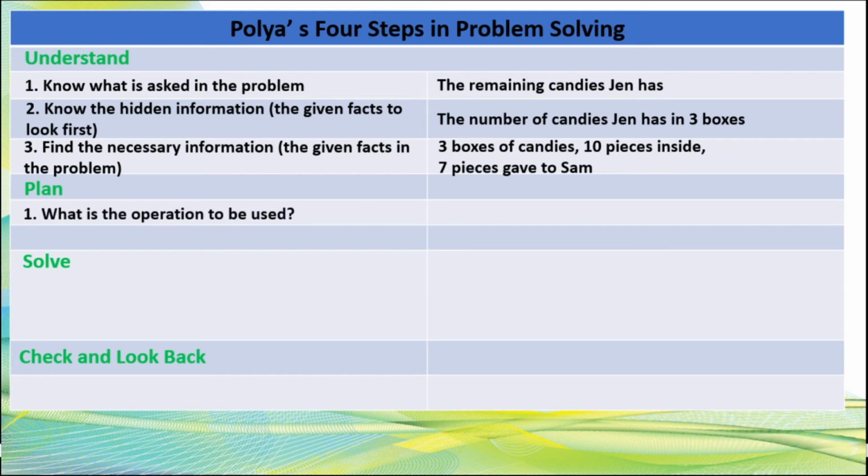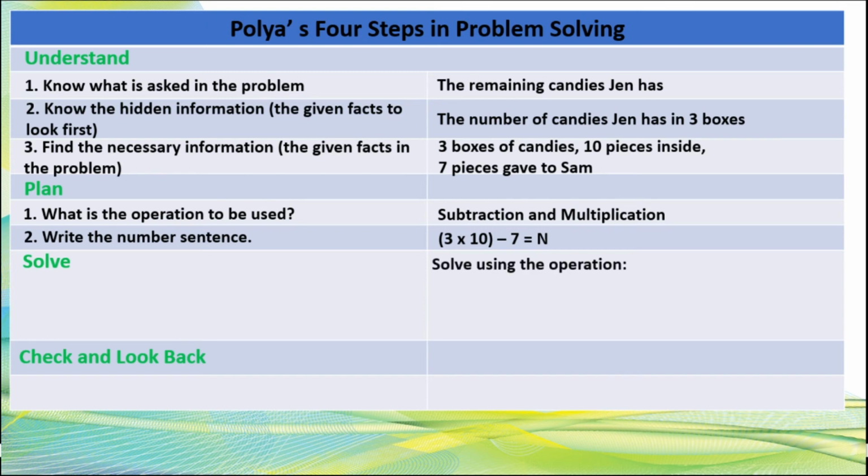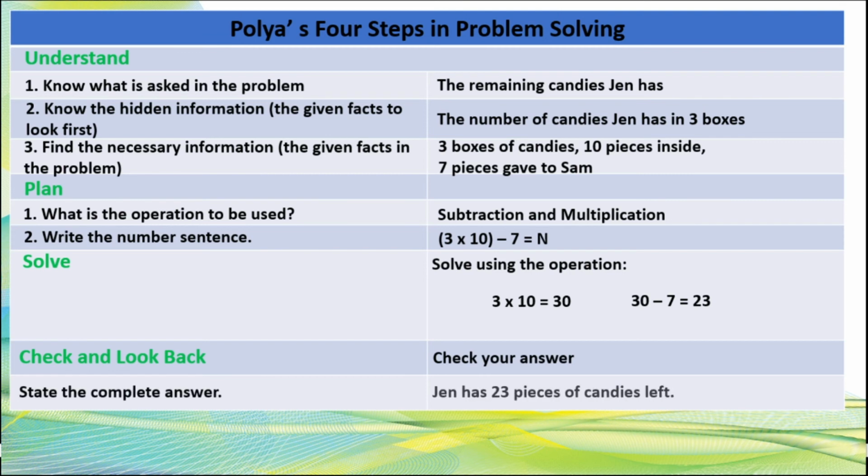Then, what is the operation to be used? Subtraction and multiplication. Then write the number sentence: 3 times 10 minus 7 is equal to n. Then solve using the operation. 3 times 10 is equal to 30. 30 minus 7 is equal to 23. Then check your answer and state the complete answer. Jen has 23 pieces of candies left.